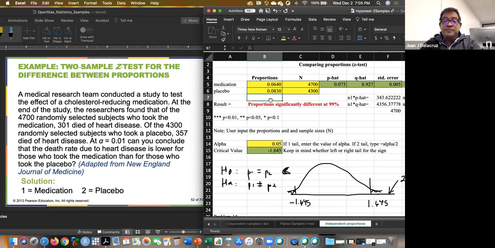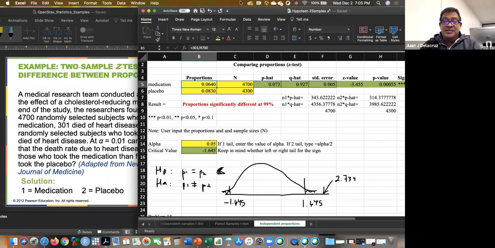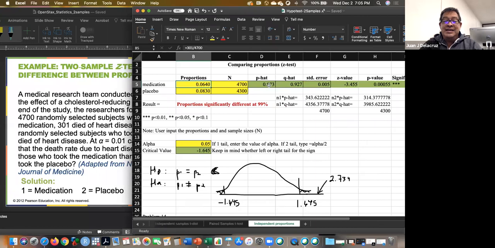So we have very good. In the medication group, 6.4% of the people died. In the placebo group, 8.3% died. So I want to know how different these proportions are. As we can see, I did the p hat, the q hat. Once I computed the p hat, q hat, I was able to find my conditions.